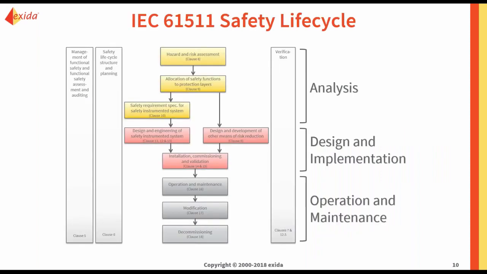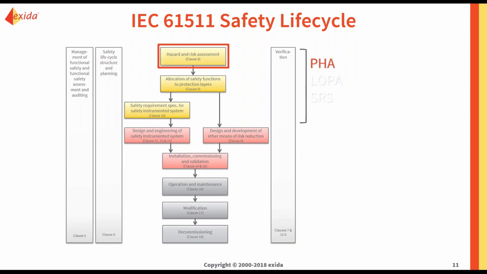So again, we're dealing with the analysis portion. We already saw the safety life cycle. The analysis will include your PHA, so this is hazard and risk assessment, and then the LOPA, your allocation of safety functions to protection layers. It will address SIL selection, whether it be based on LOPA, risk graph, or risk matrix, or whatever your SIL selection method is, and then documentation of your safety requirements in the SRS to hand off to the design team.